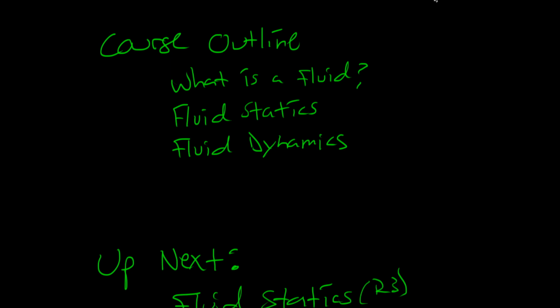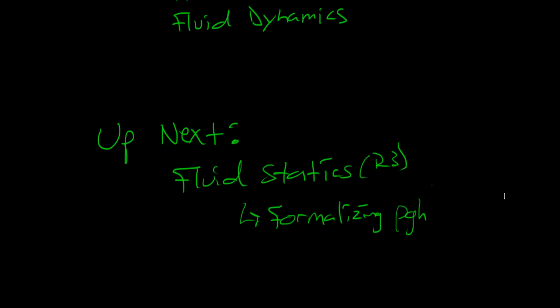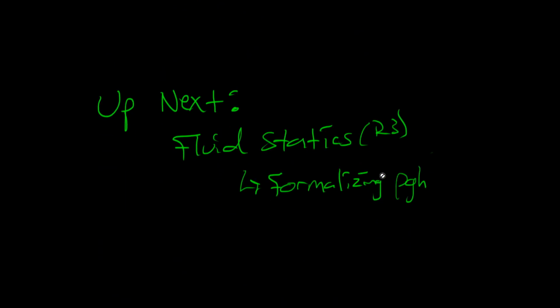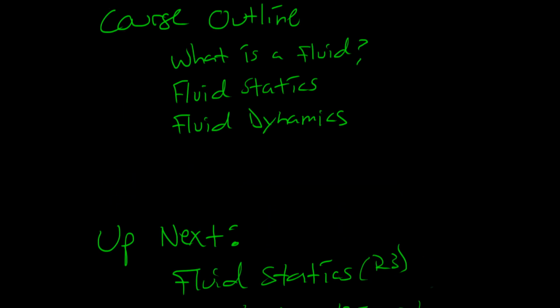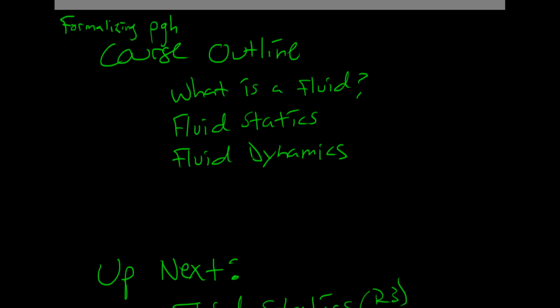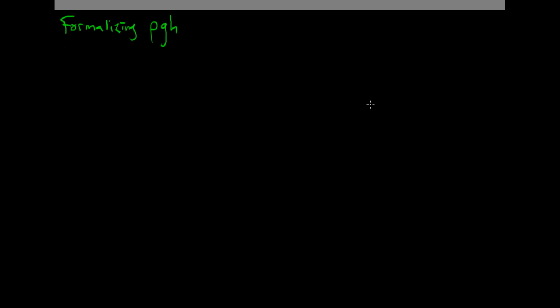So as we move forward in our course outline, remember we've got 3 topics here. We're going to move on to fluid statics, our third pass through. We're looking at this rho GH business, and we're going to formalize it. In other words, I want to ask the question, what happens if rho changes? Formalizing rho GH.